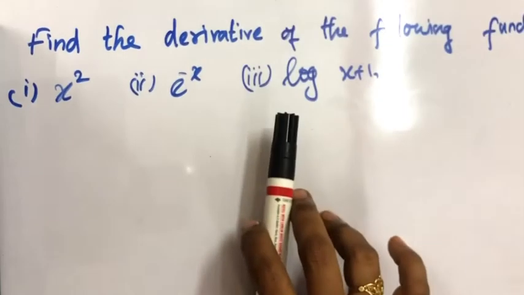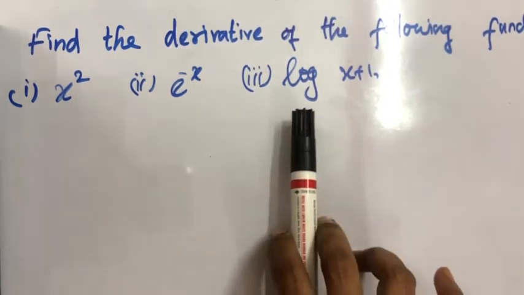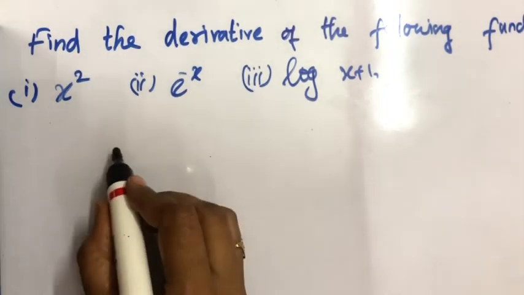Find the derivative of the following functions. First one, x square; second one, e power minus x; log x plus 1. We have to find the derivatives using the first principle. What is the first principle?